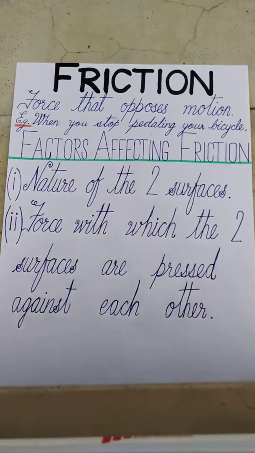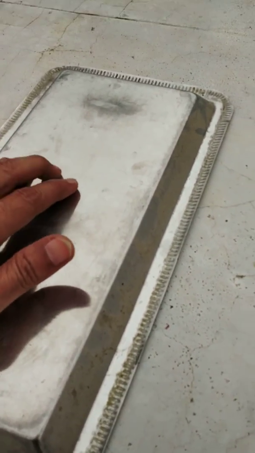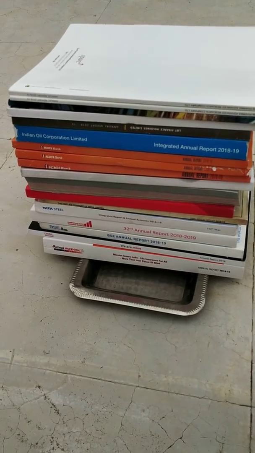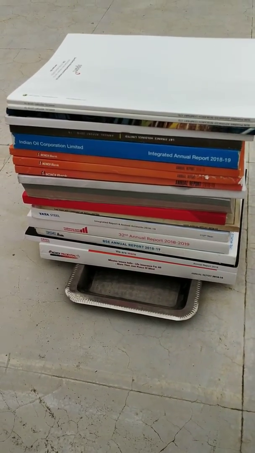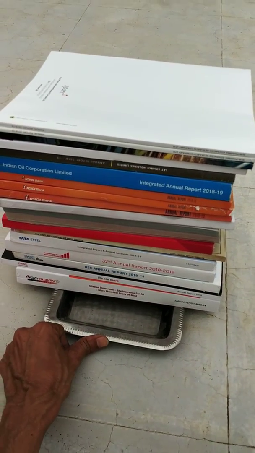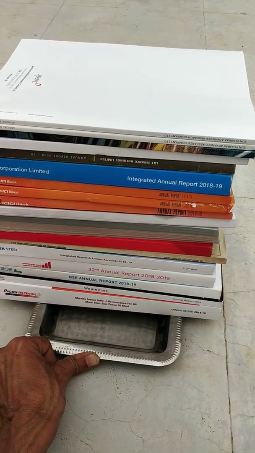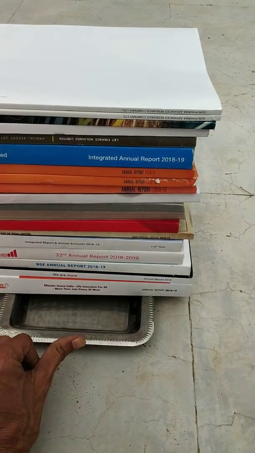The second factor is the force with which the two surfaces are pressed against each other. These two I'll demonstrate with an example or an experiment. The bottom of the tray and the floor look very smooth, but it is not actually so. Now I have a big heavy pile of books on this tray. I try to push this tray. It's very difficult to push, though I am able to do it with much force, as you can see over here.